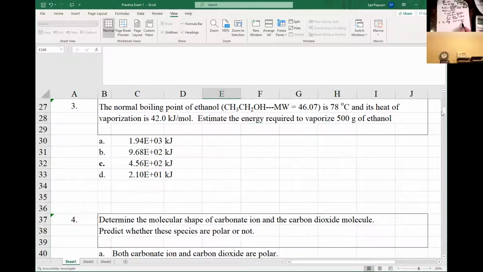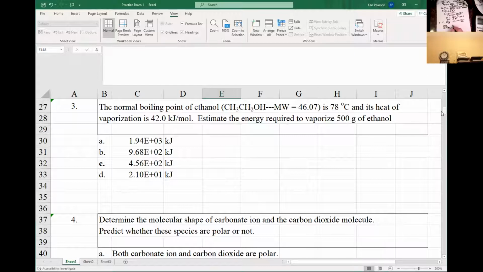Well, if I'm looking at this, I can see if I knew how many moles, I could use that to do the conversion. So the only thing I need to do is take 500 grams and divide it by the molecular weight. The molecular weight that's given is 46.07 grams per mole. So this is going to be the number of moles.